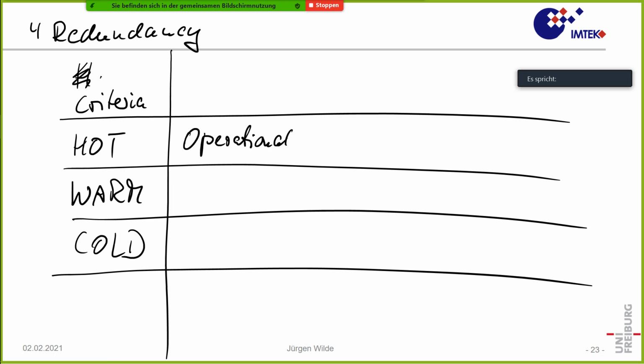What would it be in warm? What would be a short term? I would say standby would be a good thing. And cold is something like in storage, not operational.